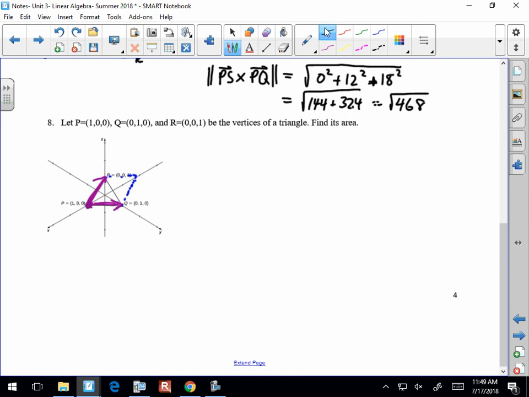All right, so I'm going to find vector PR, the displacement vector P to R, and bless you, the displacement vector P to Q. That's how we got started with it yesterday. So P to R, negative 1, 0, 1. P to Q, negative 1, 1, 0.